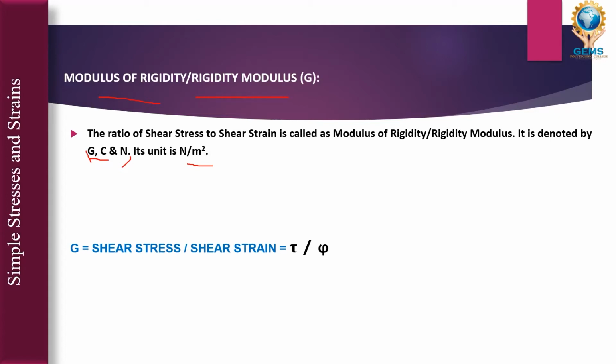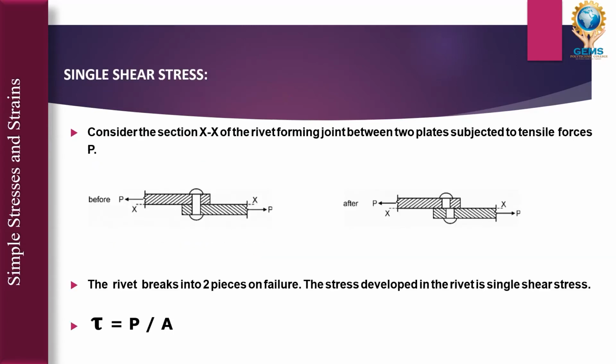So its unit is Newton per meter square. Mathematically, modulus of rigidity is written as shear stress divided by shear strain, that means tau divided by phi. Understand? So G, or C, or N is equal to tau divided by phi, and its unit is Newton per meter square. Now we will see what is single shear stress.